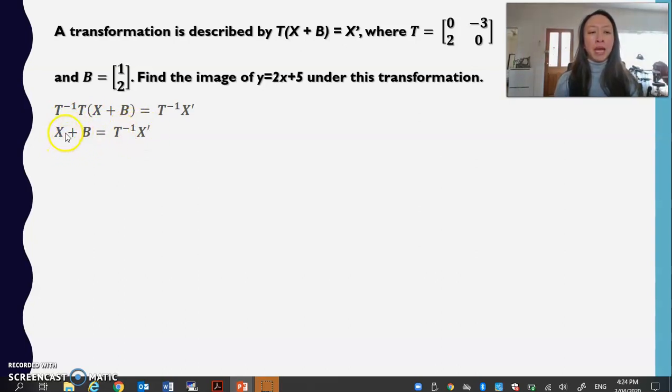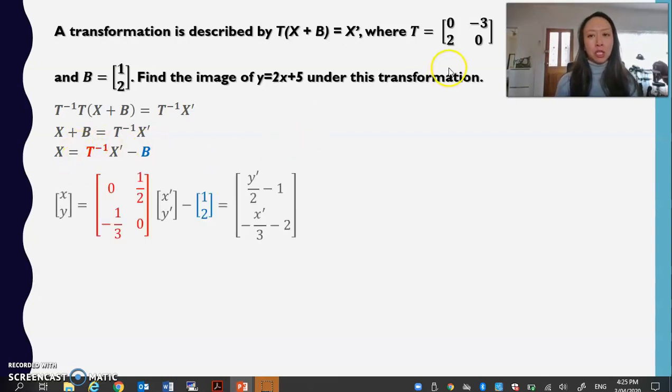In order to make x the subject, I need to get rid of the plus b, which is pretty easy. I just have to move my positive b across the equal sign, and it becomes a negative b here. After I have done all this rearranging, I can substitute my matrices into the equation. I know that the inverse of T is going to be this one. This is done beforehand, and I assume that you know how to do inverse matrices, or else please go back to my video for matrices.